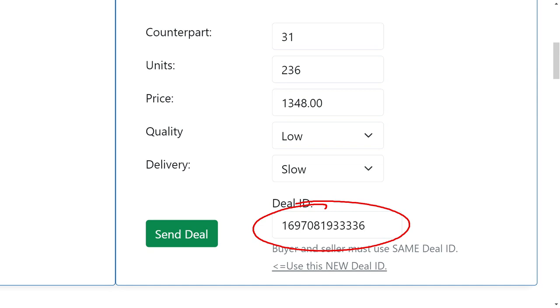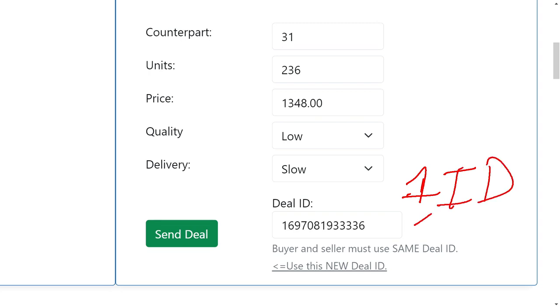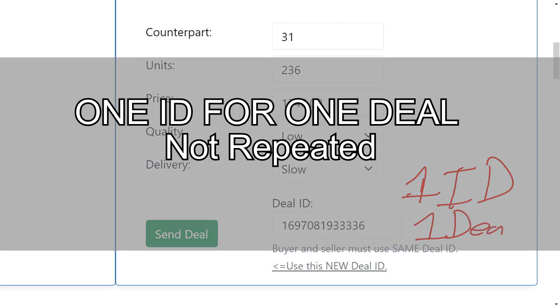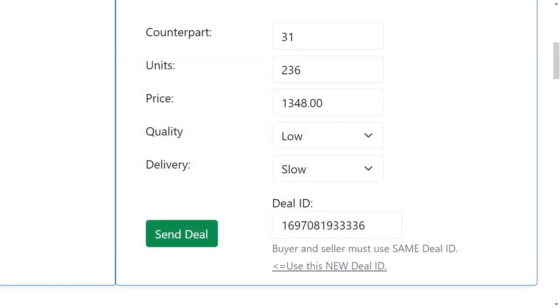So every deal will have one ID. One ID for one deal. You should never repeat an ID. The IDs are always unique. They never repeat. They're never the same. But one ID, remember, is two groups.